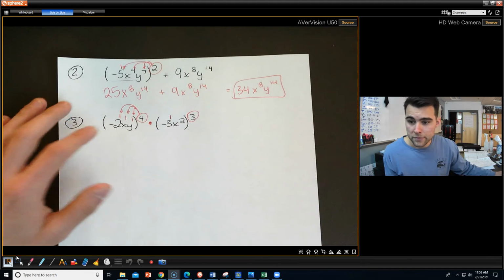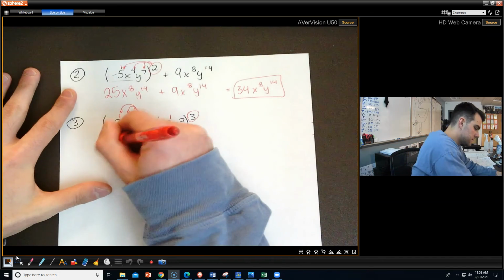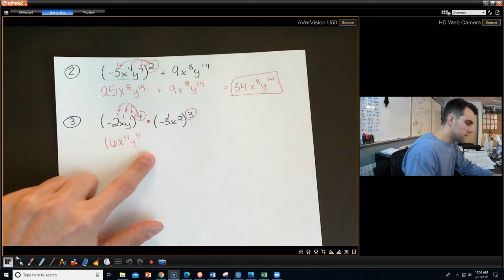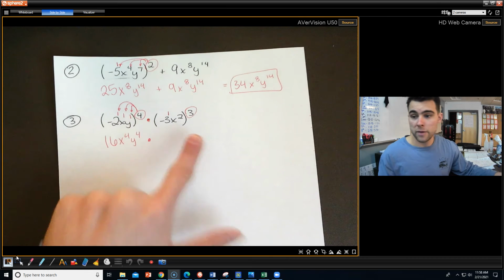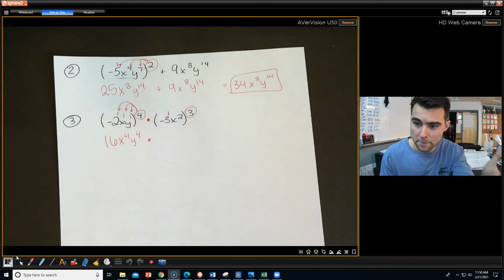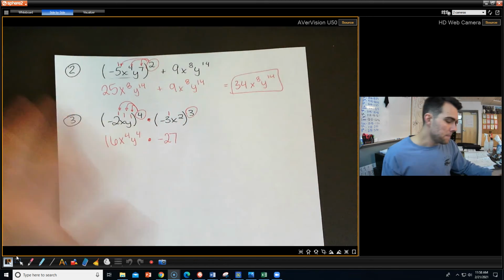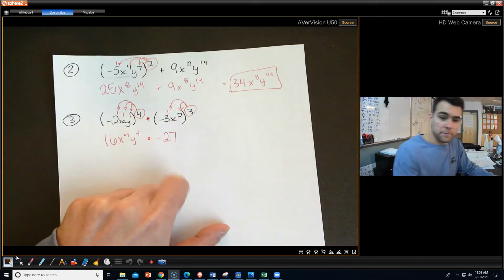Negative 2 to the fourth, that's negative 2 times negative 2. Okay, so that's a positive 4. Times negative 2 is negative 8. Times negative 2 is a positive 16. Okay, 16, x to the fourth, y to the fourth. And then let's apply the power rule here. Negative 3 to the third power. That's negative 3 times negative 3. So that's positive 9. Times negative 3 is a negative 27. Okay? And then because we're distributing, it's going to be x to the 6th power.